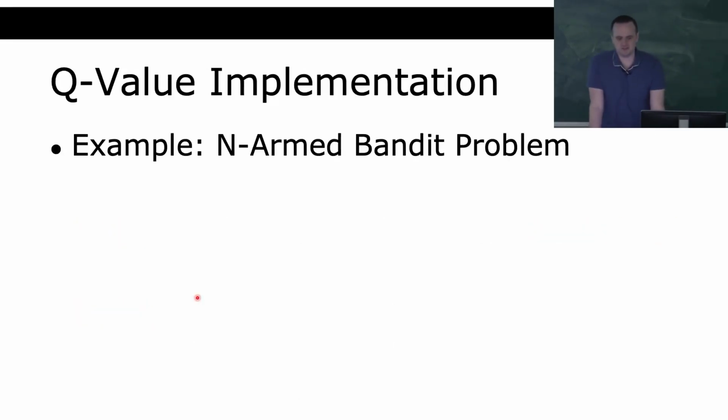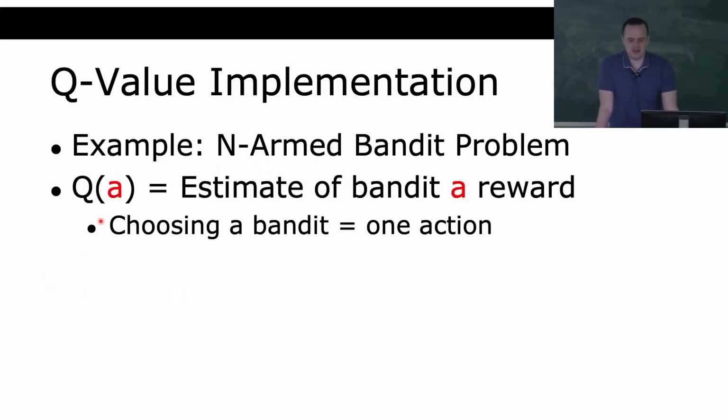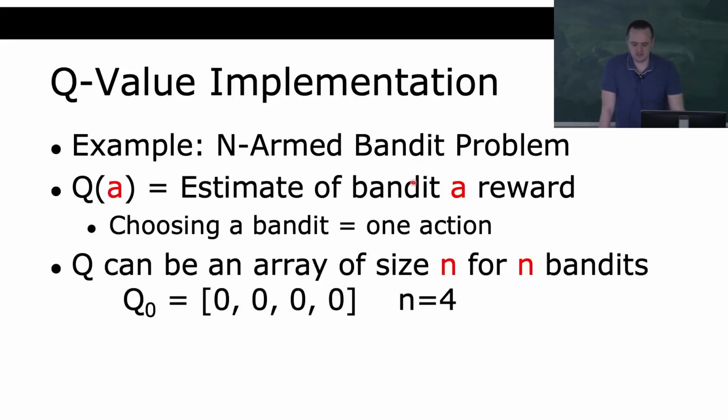So how do we actually implement this? Well, let's take that example of the n-armed bandit problem. And so Q of A is going to be your estimate of bandit A's reward. Okay? So if you choose a bandit, that is one action. So I have Q of A. If I pull it, I get 100. Maybe Q of A is 100 now. Maybe it's some other formula. And let's just look at the easiest possible way to do this. And so Q could just be an array of size n for n different bandits.